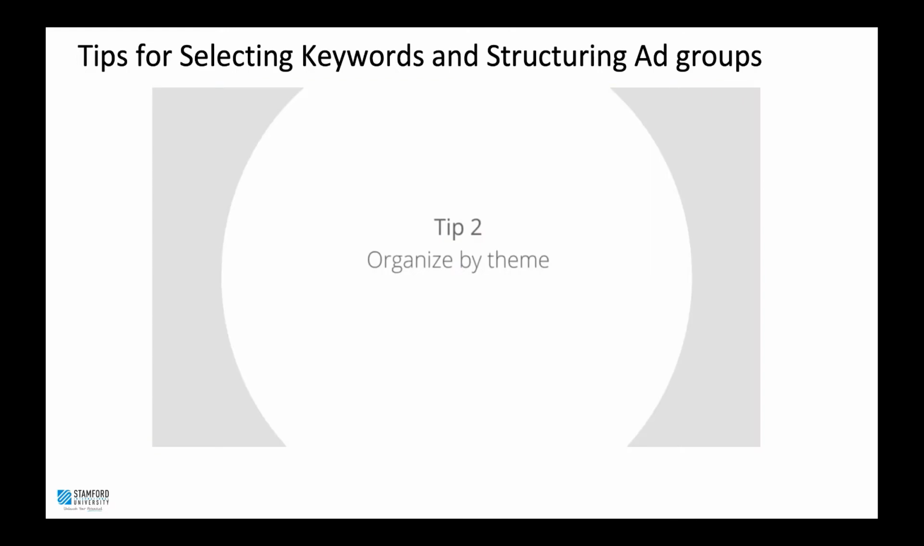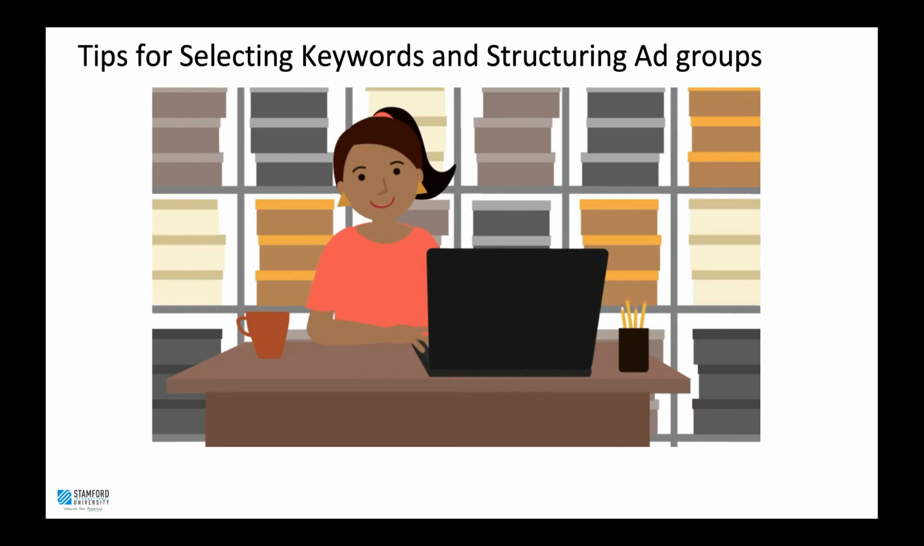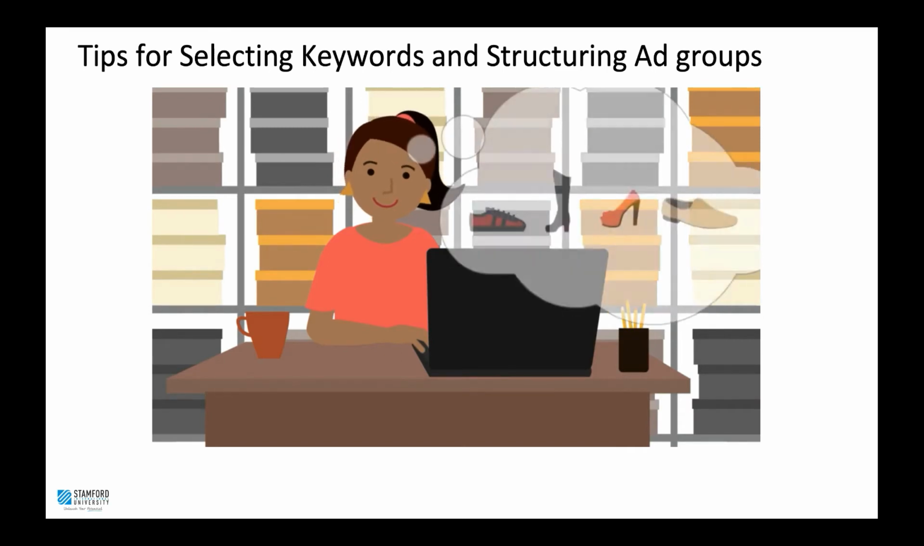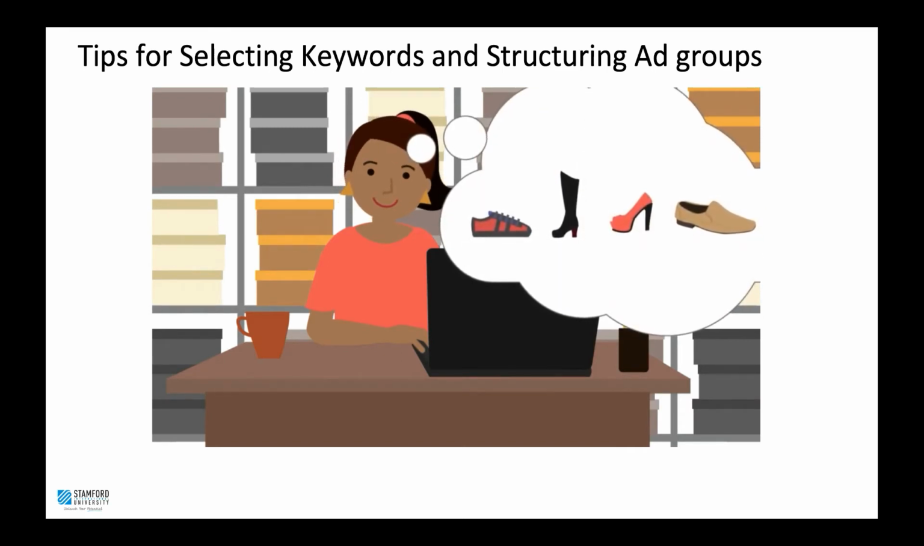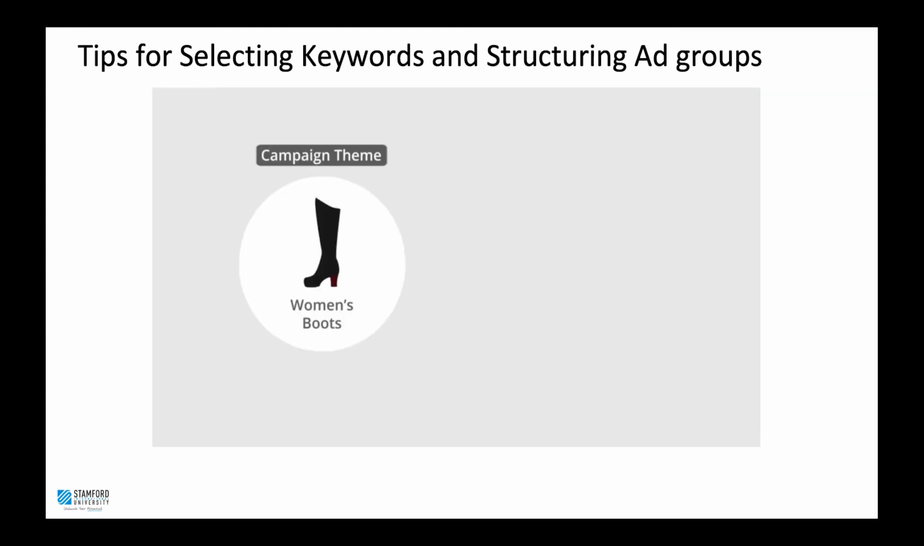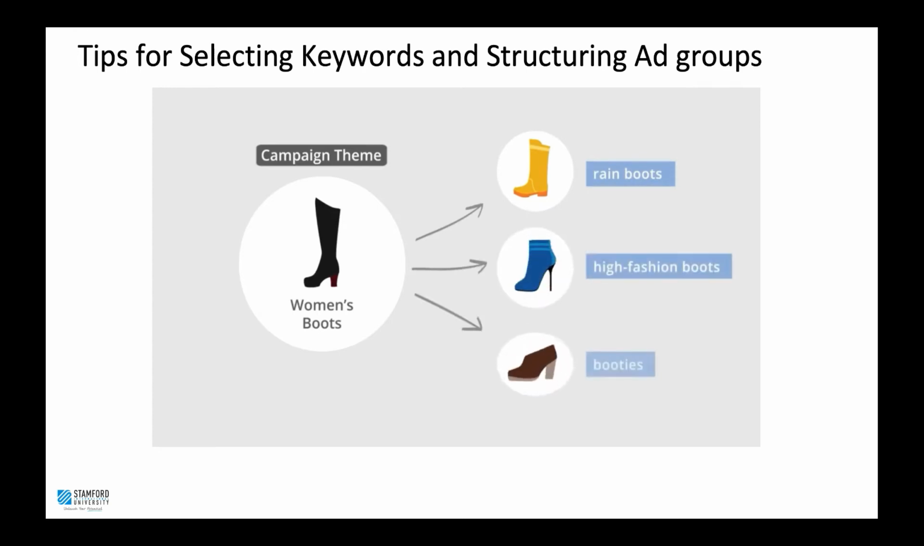Tip 2. Organize by theme. Mary learned to group her ads by themes. She creates different themes for the different types of shoes she sells. For example, she creates an ad campaign around the broad theme of women's boots. She then creates different ads and keywords for rain boots, high fashion boots, and booties.